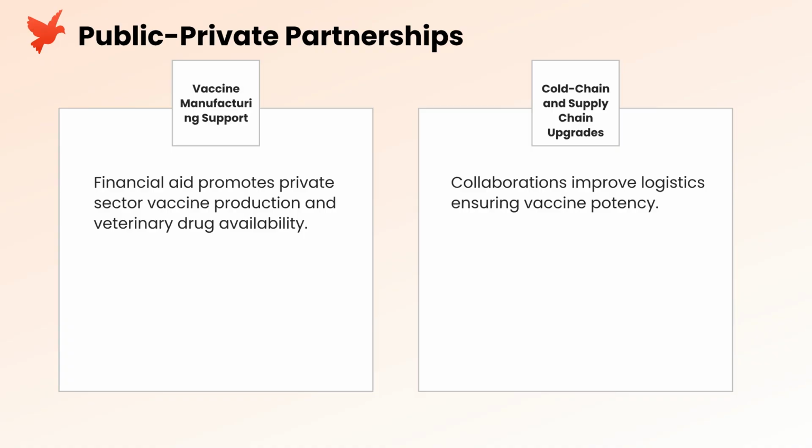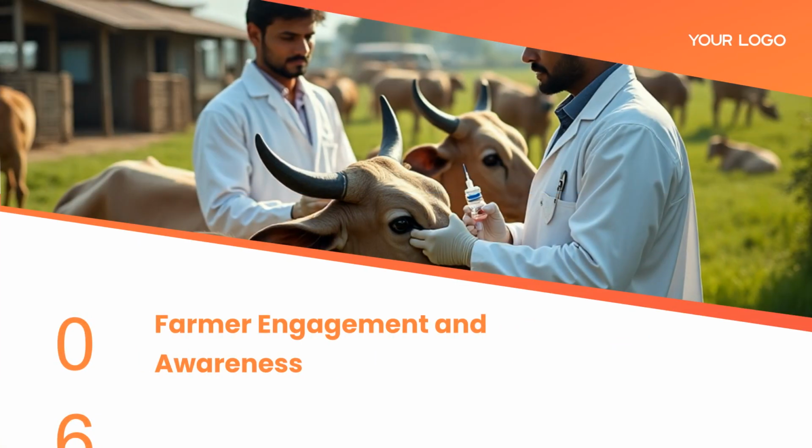Public-private partnerships play a strategic role, offering financial support to boost domestic vaccine manufacturing and upgrading cold chain logistics to maintain the potency of vaccines during transport. Engagement with farmers is essential for long-term success. The program prioritizes outreach and educational initiatives to ensure widespread adoption of best practices.